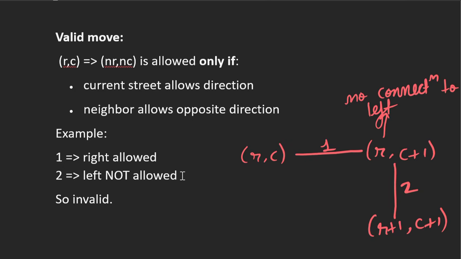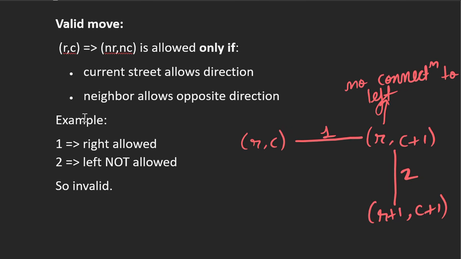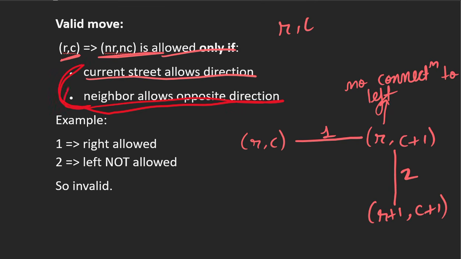Next, what is a valid move? Suppose we are at coordinate r comma c, and we have to go to a new coordinate nr comma nc. This is allowed only if the current street allows that direction, meaning the street at r comma c allows the direction towards nr comma nc, and similarly the neighbor allows the opposite direction. If both are allowed, only then can we make that movement.